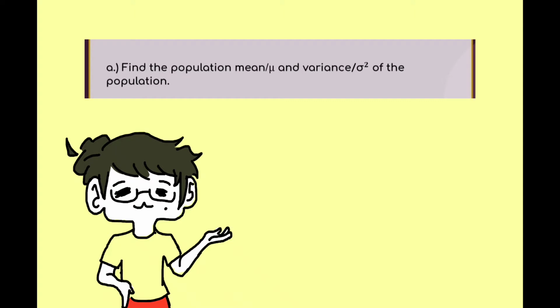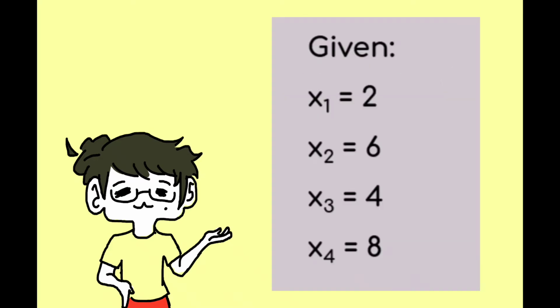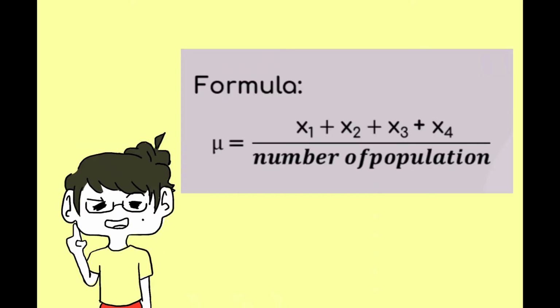So let's start with answering letter A. We have to find the population mean and the variance of the population. We are given 4 data which consist of 2, 6, 4, and 8. I've categorized them like this to properly show where they're going to be placed in the formula. This is the formula that we are going to use. Mu, or the population mean, is equal to x sub 1 plus x sub 2 plus x sub 3 plus x sub 4 over the number of data we are given, or population.